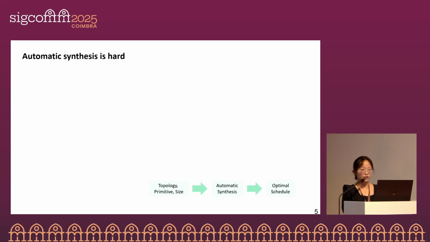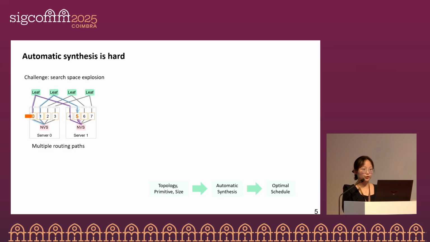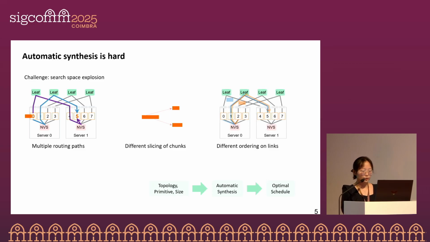Then let's try automation. Just generate schedules automatically. That sounds nice, but the search space is too large. First, there are many routing paths between 2 GPUs. In this example, sending from GPU 0 to GPU 5 has 2 choices. Go intra first and then inter, or inter first and then intra. Second, 1 chunk can be sliced into multiple pieces, and each piece can take a different path. And third, when 2 chunks go through the same link, either may go first. That is another branch.